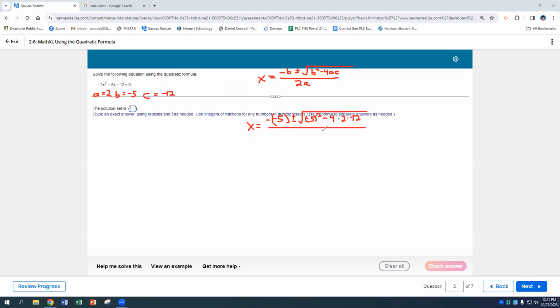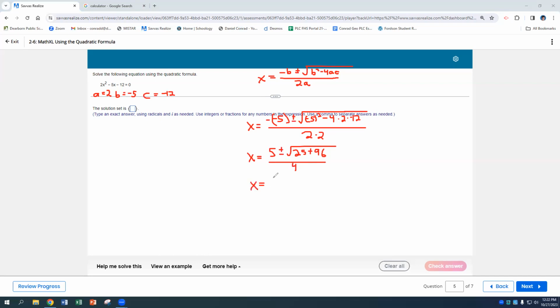All over 2 times a, so 2 times 2. So let's see what we got here. Opposite of -5 is going to be +5, plus or minus square root. -5 squared is 25, plus -4 times 2 is 8. 8 times 12 is 96. So plus 96, right? 24 times 4, 48, 96, right? And it's a negative and a negative, so we get plus all over 4.